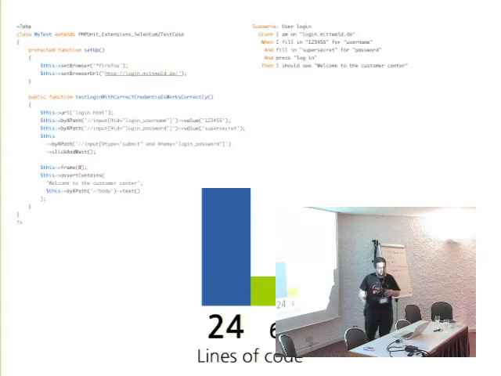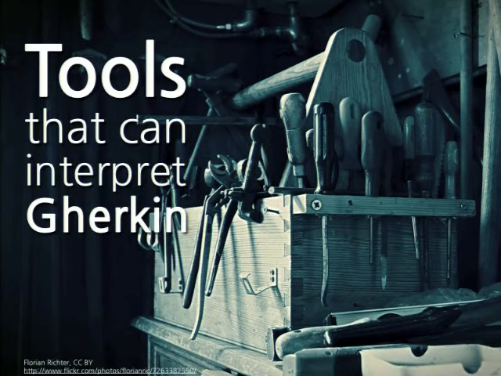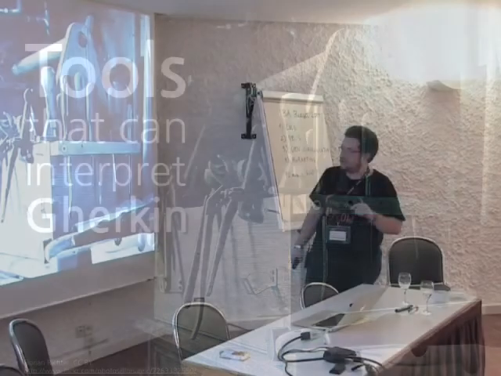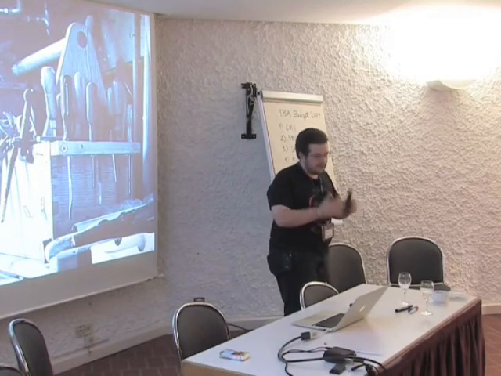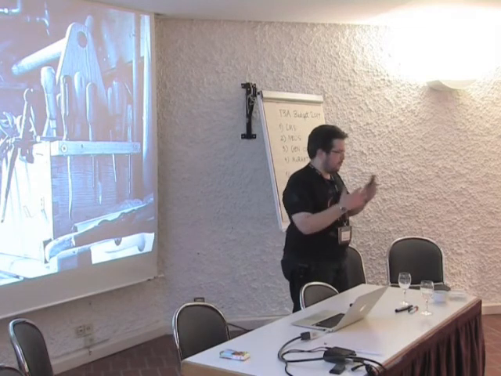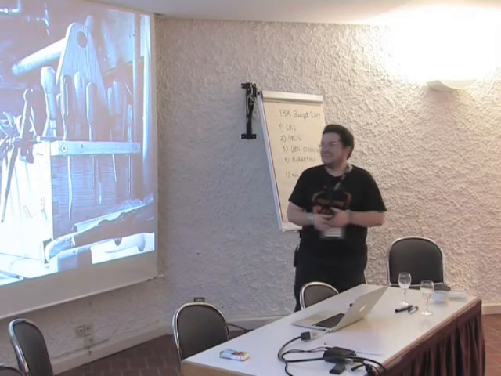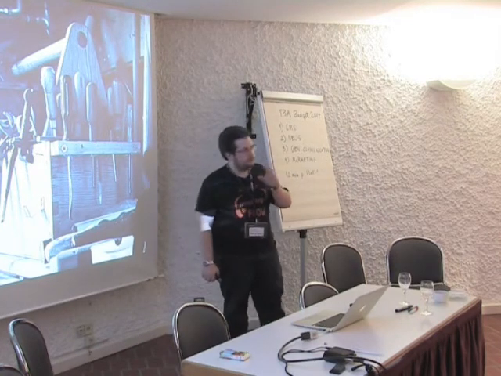So, yes, I've talked a lot about tools, so let me tell you about tools that you can work with. The first tool that introduced Gherkin as a language for specifying behavior was called Cucumber. Yes, there we are with gherkin again. Cucumber is a tool written in Ruby.